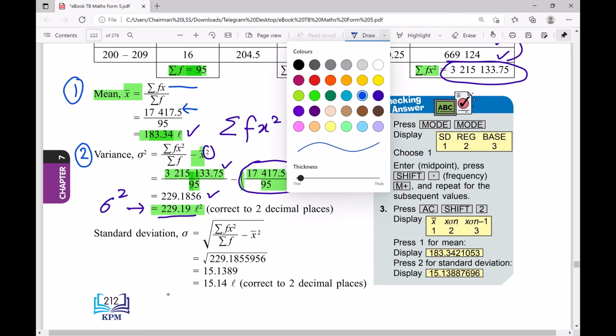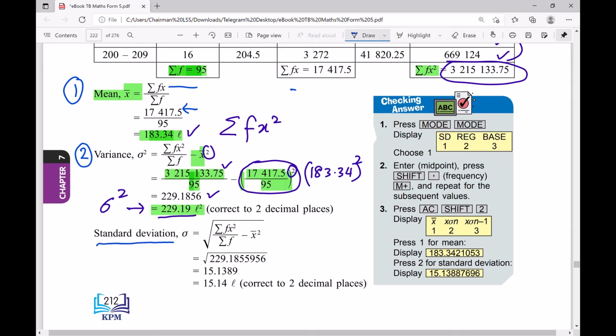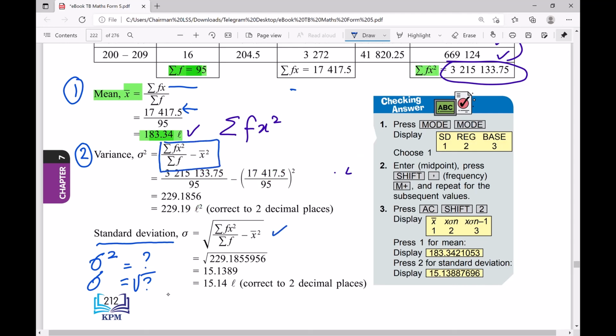Okay, for your standard deviation, you know that it is from your variance. So if variance equals something, your standard deviation will be you square root your something. Yeah. So for this one, you use this formula. But only that you square root it.